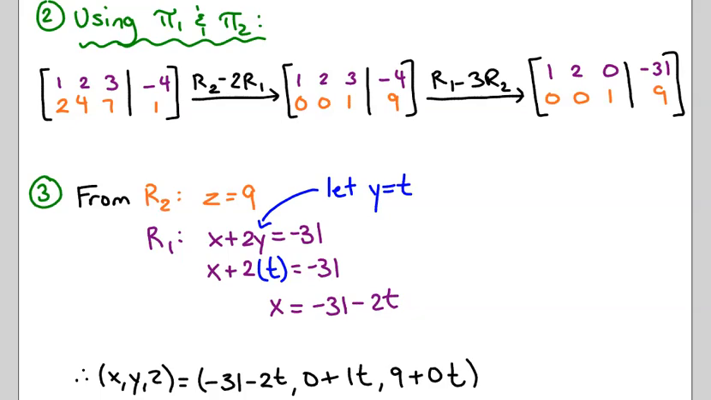Now notice that at the very end, I'm left with 1x, 2y, no z's, equals negative 31. So I didn't really solve for anything there. This is 1z equals 9. Okay, that might be something useful. So I've written that right here in row 2.